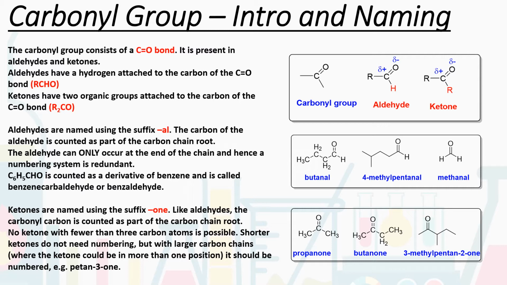The first one is butanal, so we look for our longest carbon chain, remember. Here it's 4 carbons long, and because our aldehyde has to be at the end of the chain, we don't have to worry about numbering it, and so it's butanal.